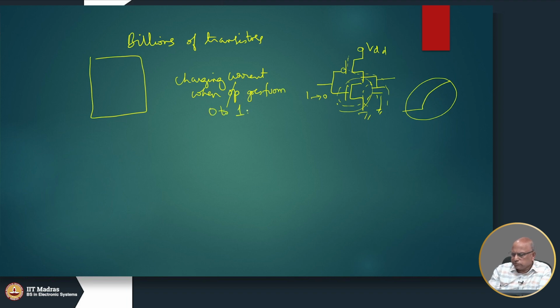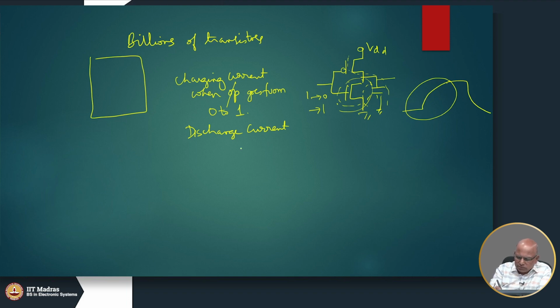In the same way, if the input were to go back to 1, again this discharging will take place. So, a discharge current will flow. So, this charging and discharging will result in some energy dissipation or power dissipation.